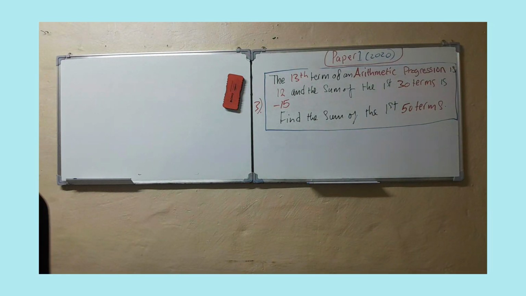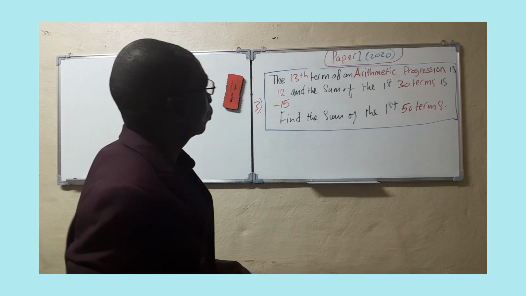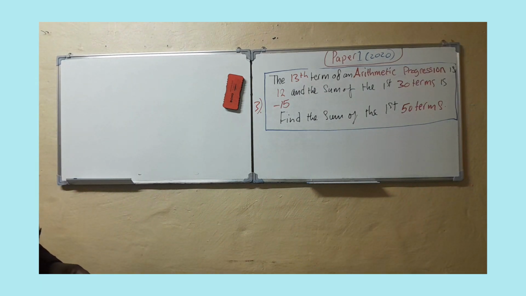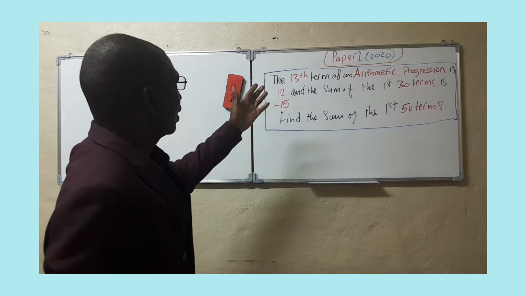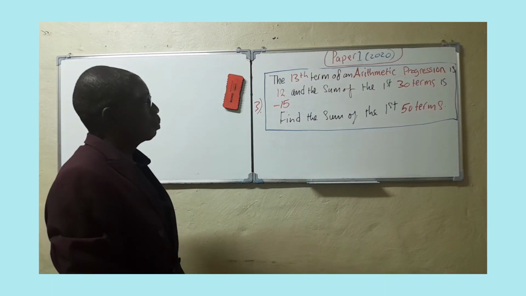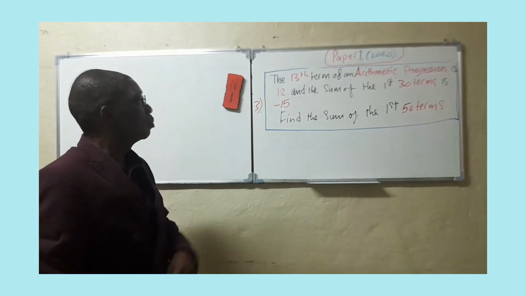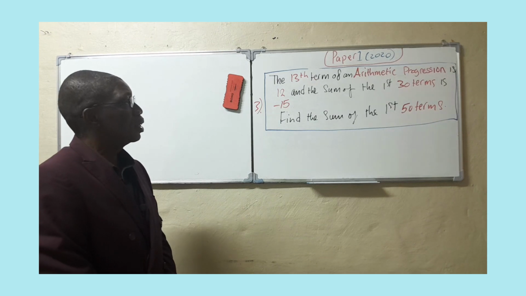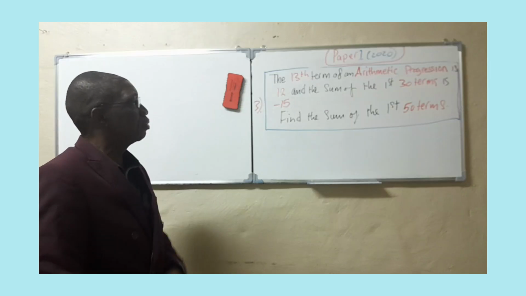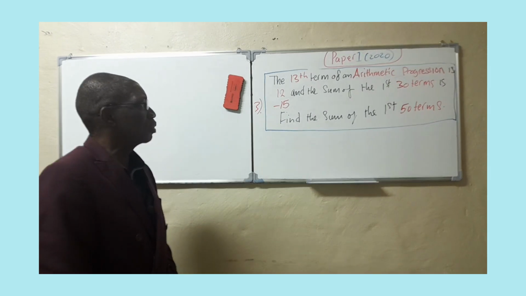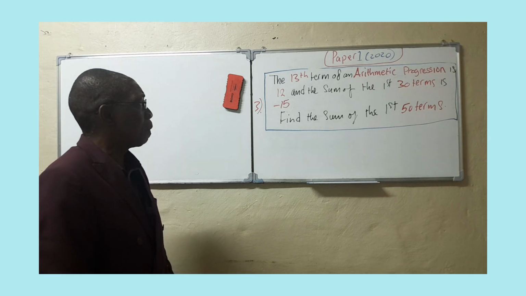Today I brought you an exciting and short question from paper 1 of 2020. It's question number 3, which reads as follows. The 13th term of an arithmetic progression is 12 and the sum of the first 30 terms is minus 15. Find the sum of the first 50 terms.